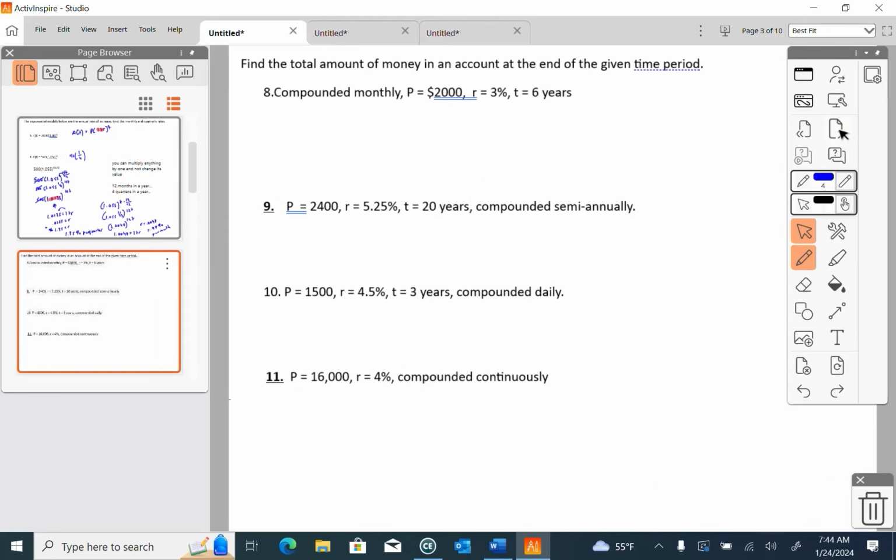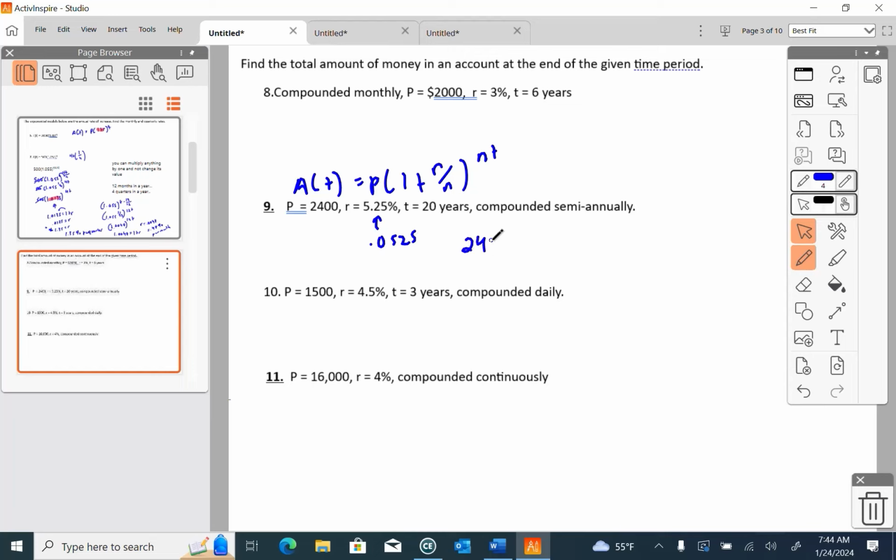Let's see, 9. We are taking $2,400. We're going to invest it at 5.25% interest, compounded semi-annually for 20 years. So to do 9, I have to use the compound interest formula. Principal times 1 plus r over n to the nt. This is going to be 0.0525. I could probably name the 25 juniors who don't understand how to move that over, but whatever. Got to convert that to a decimal.